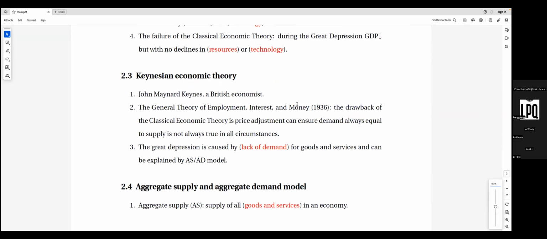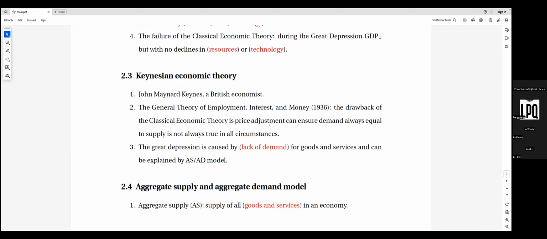Okay, we mentioned the classical theory ended at the year of 1936. In the development history of macroeconomics ideas, 1936 is a very important year because a very famous person called Keynes published a very important book titled The General Theory of Employment, Interest, and Money. In this book, this guy points out the major drawback of the classical theory.